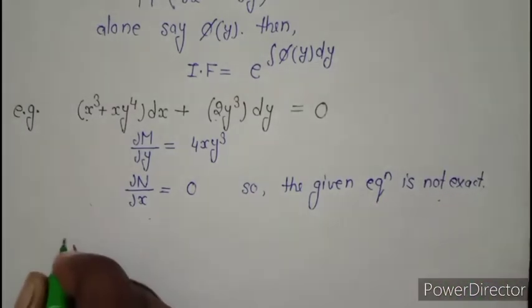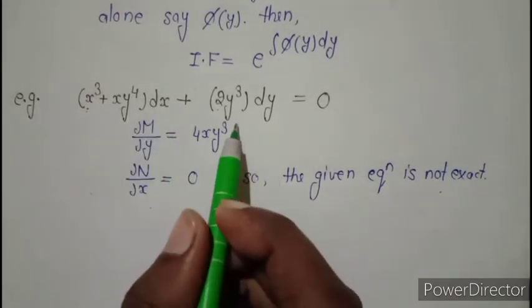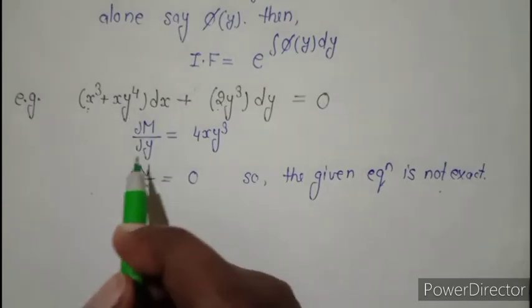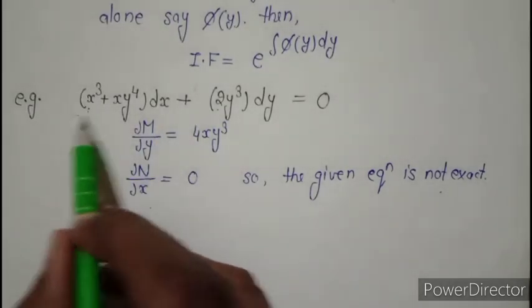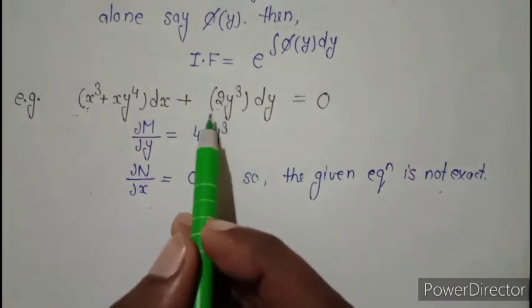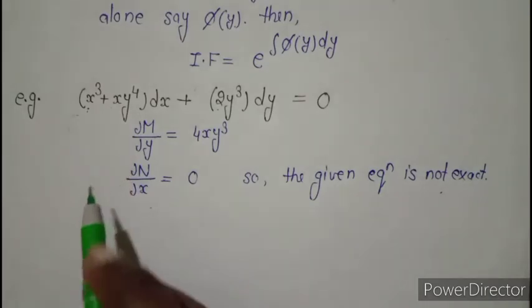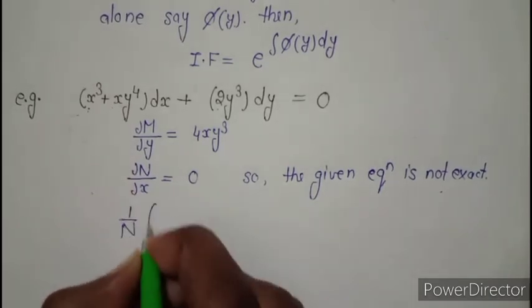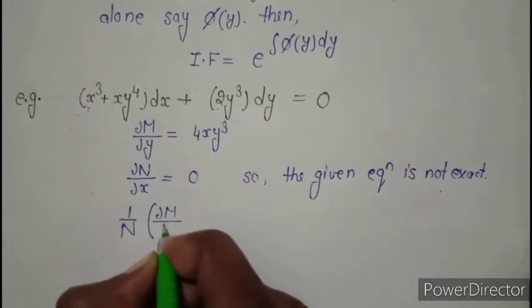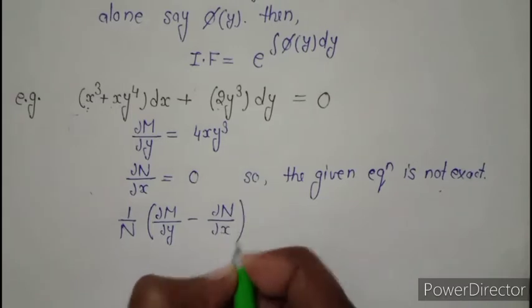Here you can see this is not a homogeneous form, and this cannot be solved by the second rule as well, because here y is not common and here x is not common, so we cannot apply the above 2 rules. So we will apply rule number 3, and what it says is we will check the value of 1 upon N times (dM/dy minus dN/dx). If it is a function of x alone, then we can apply rule number 3.